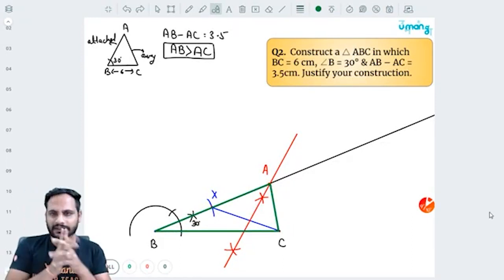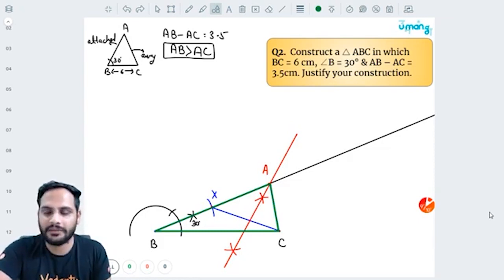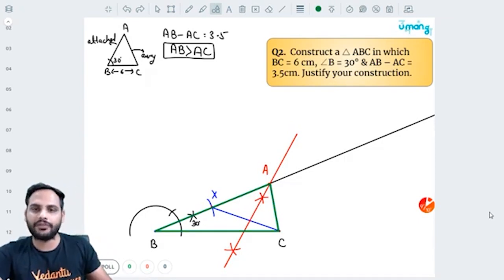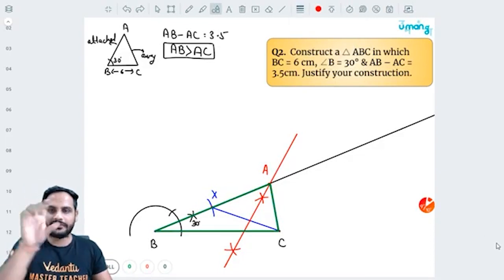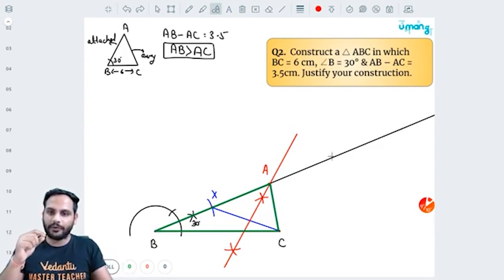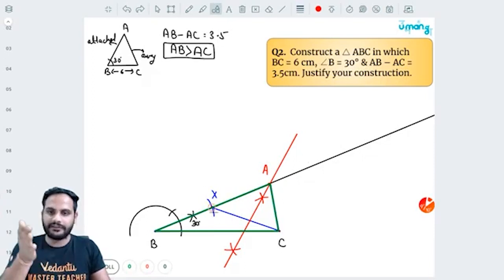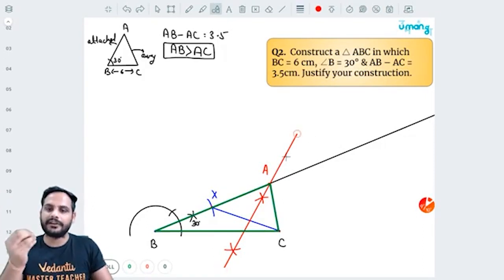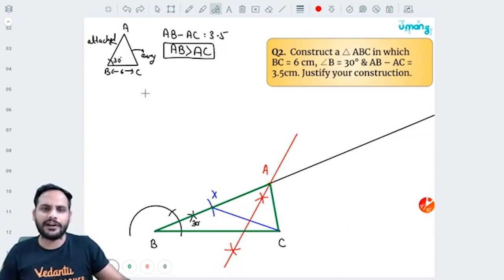You can clearly see in this diagram, AB is greater than AC. Before I go into the justification, you can see that AB is greater than AC and the method is exactly the same. In the sum part, we plotted this X point somewhere over here because the sum of the sides was given. Here the difference is given, I have plotted point X, joined it with the opposite vertex, and drawn the perpendicular bisector. Wherever it intersects the original line, that is my third vertex. Exactly the same. Now let's do the justification.